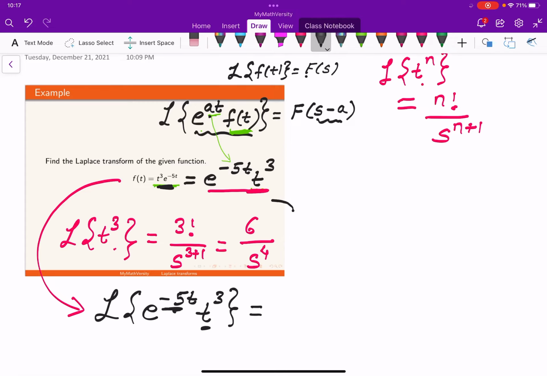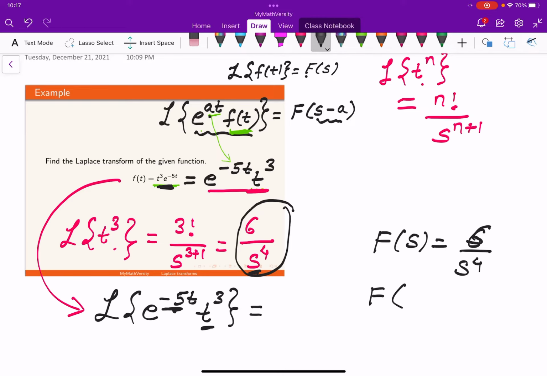So this is your kind of F of s, right? So that is the Laplace transform of this. So over here is s. So if you assume that F of s is equal to 6 over s to the power 4, then we need to evaluate F of s minus a. By this formula, a is negative 5, so we need to compute F of s minus negative 5. That means F of s plus 5. So that's what we need to evaluate.